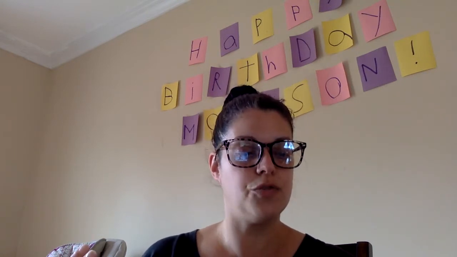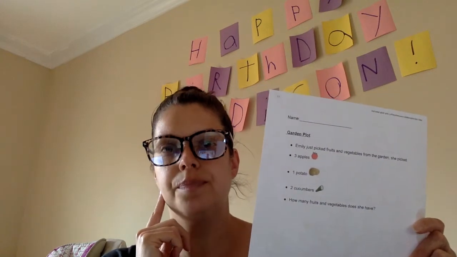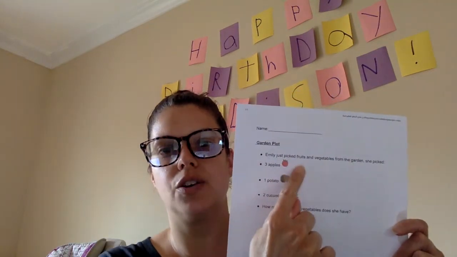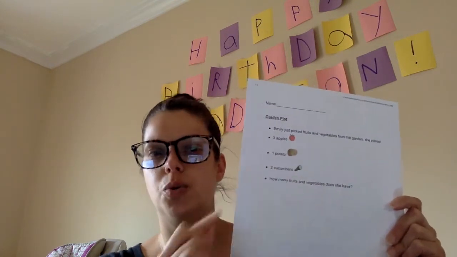So here's my story. Emily just picked fruits and vegetables from the garden. She picked 3 apples, 1 potato, 2 cucumbers. How many fruits and vegetables does she have? Okay, so here's my problem. And I'm thinking she picked 3 apples, 1 potato, and 2 cucumbers.